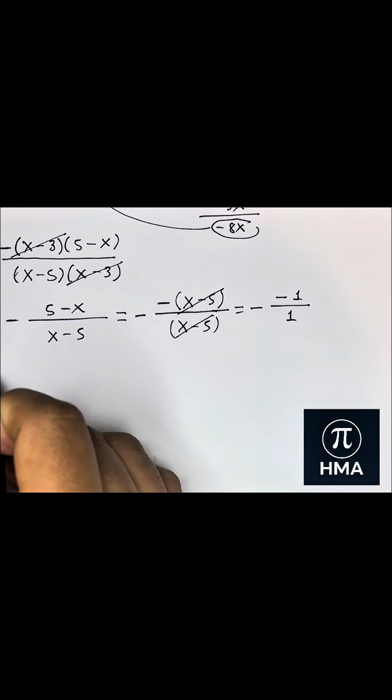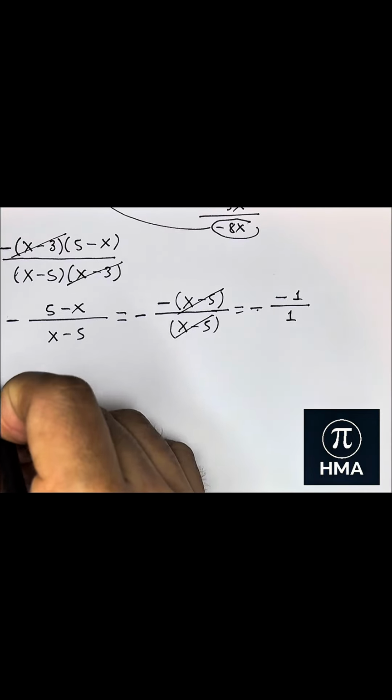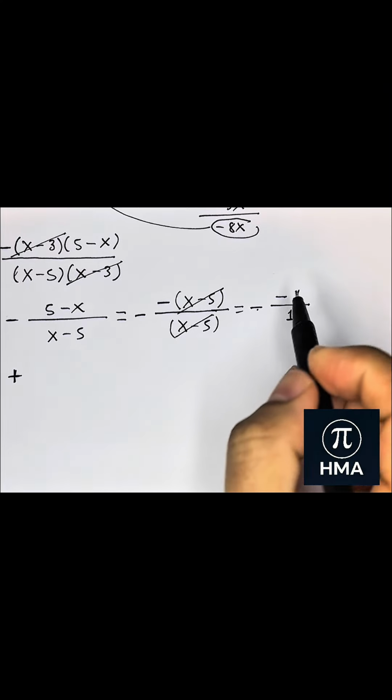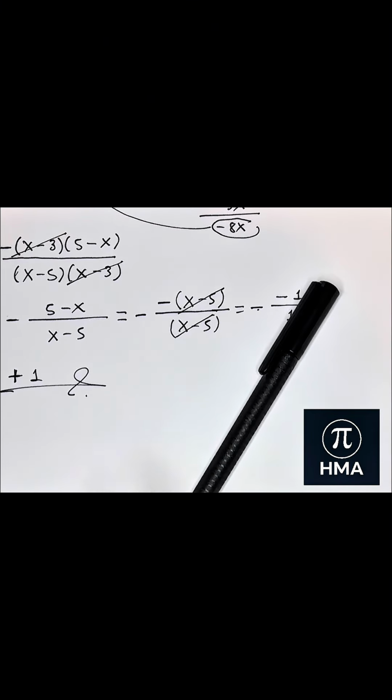So by the rule of signs, minus by minus is plus. I will write it. And 1 divided by 1 is 1. And this is the result.